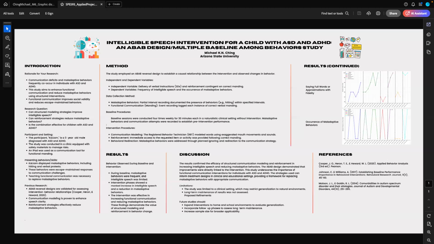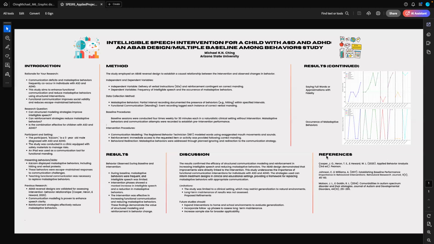So we are diving into the data. Here is a graph comparing the occurrence of maladaptive behaviors and the percentage of correct verbal mands across baseline and intervention phases. The top one is for the event recording, and the bottom one is for the partial interval recording. During baseline, maladaptive behaviors occurred frequently, and intelligible speech was limited. Once the intervention was introduced, we observed a significant reduction in maladaptive behaviors and a steady increase in intelligible speech. These results demonstrate the effectiveness of structured interventions in achieving functional communication goals.